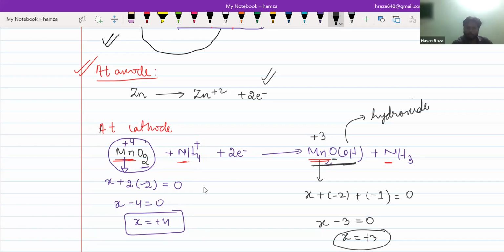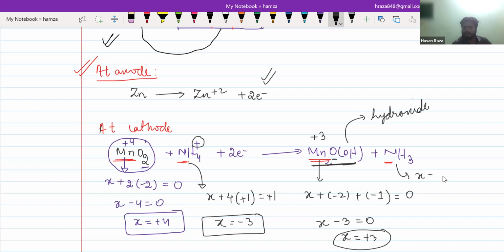Now I asked another question about the oxidation state of nitrogen. Let the oxidation state of nitrogen be X. How many hydrogen are there? 4. What is the oxidation state of hydrogen when nitrogen is there? It will be +1. Now you can see there is a positive charge, that means +1. If you solve this equation, X plus 4 hydrogen, each with +1 oxidation state, will be equal to +1, so X will be equal to -3. So it's very easy.